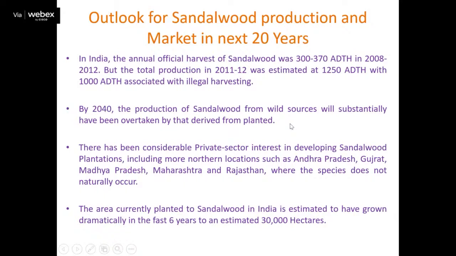By 2040, the production of sandalwood from wild sources will substantially have been overtaken by that derived from plantations. Because nowadays the naturally grown sandalwood is diminished, and it is available only in plantations. There has been considerable private sector interest in developing sandalwood plantations, including more northern locations such as Andhra Pradesh, Gujarat, Madhya Pradesh, Maharashtra, and Rajasthan, where this species does not naturally occur. The area currently planted to sandalwood in India is estimated to have grown dramatically in the past 6 years to an estimated 30,000 hectares.